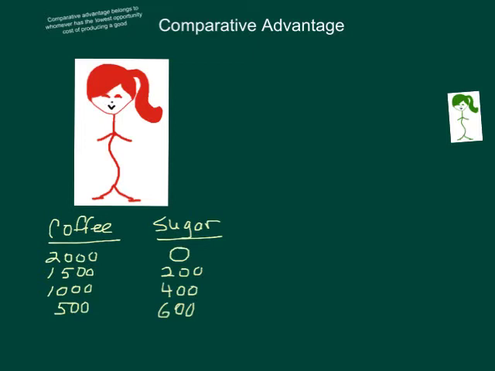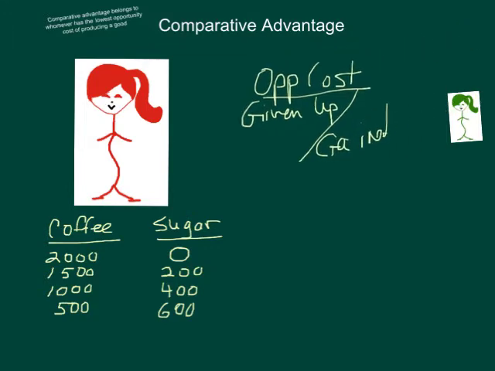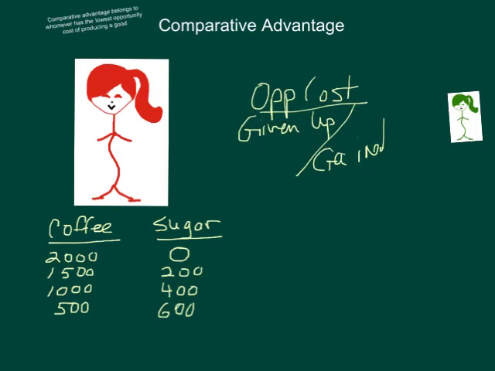Now, what is the definition again of opportunity cost? So the definition of opportunity cost, I'm going to write it right up here. Opportunity cost, we're going to calculate the opportunity cost. It is the value of what is given up divided by the value of what is gained. Let's see, can you see that? The value of what is given up divided by the value of what is gained.